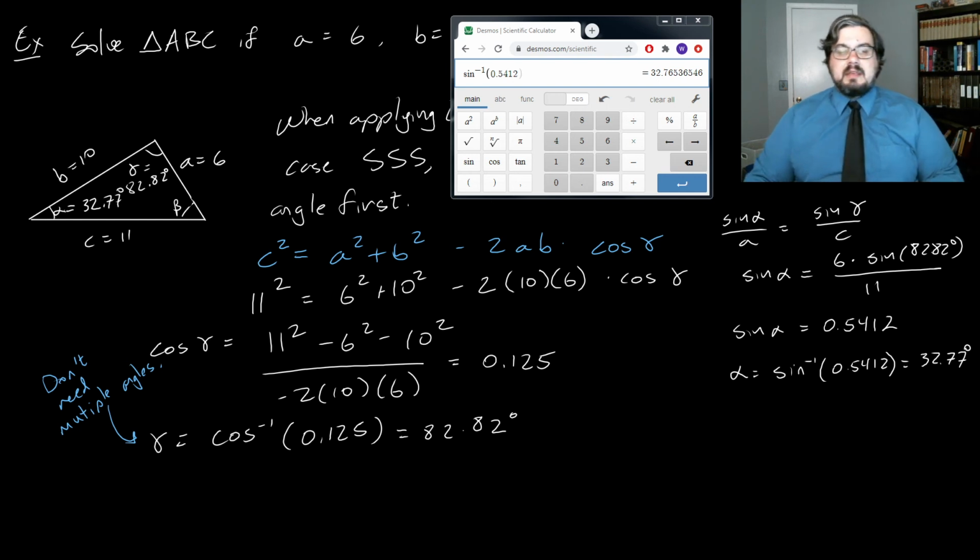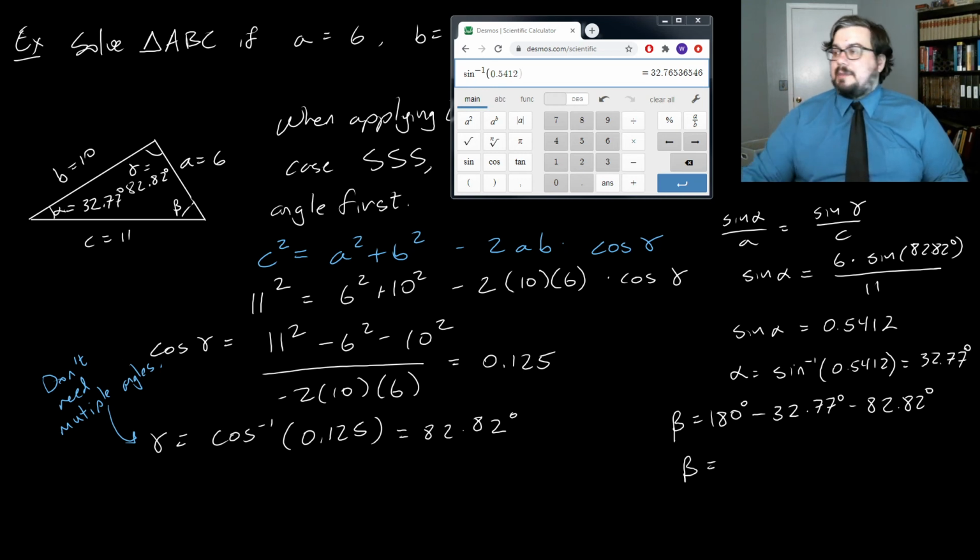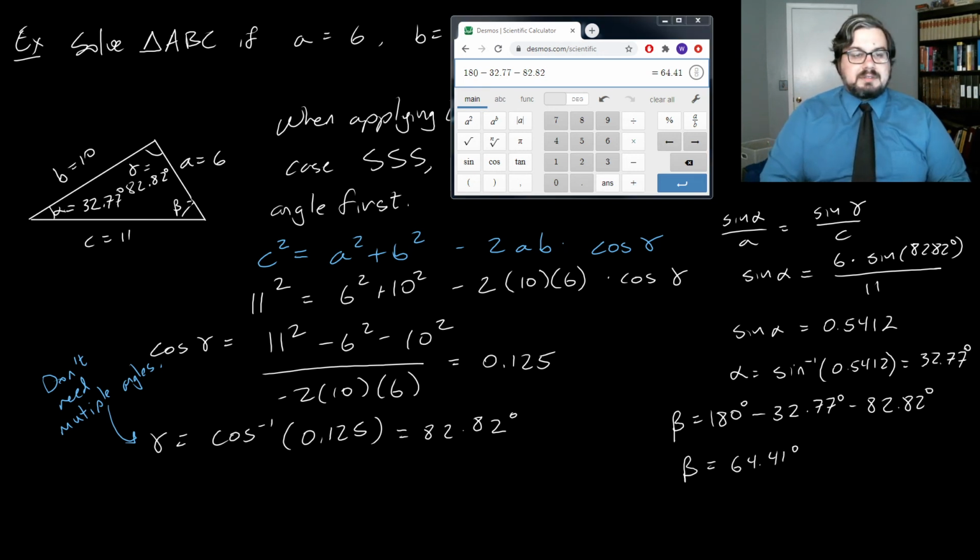So alpha is 32.77 degrees. And then finally we can figure out what beta is by subtracting alpha and gamma from 180 degrees. So beta will be 180 degrees minus the 32.77 degrees that alpha is, minus the 82.82 degrees that gamma is, and so beta will be 180 minus 32.77 minus 82.82. And so beta will be 64.41 degrees.